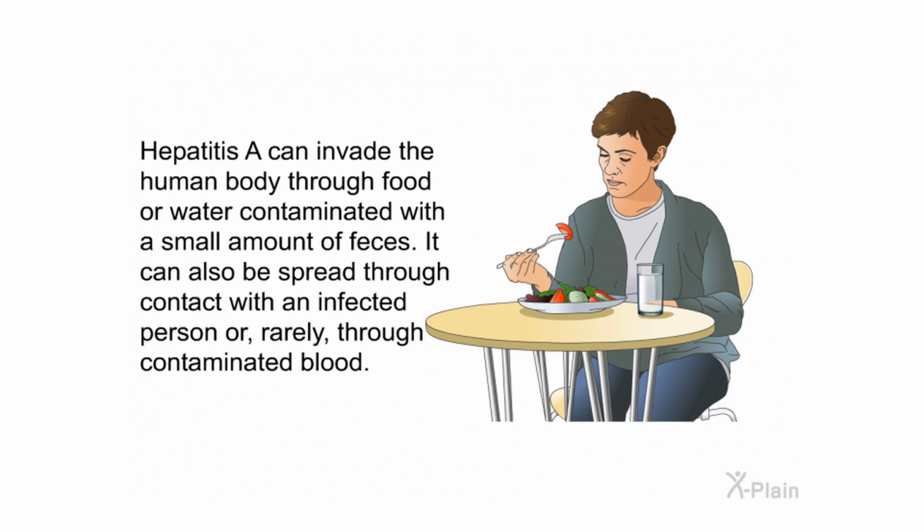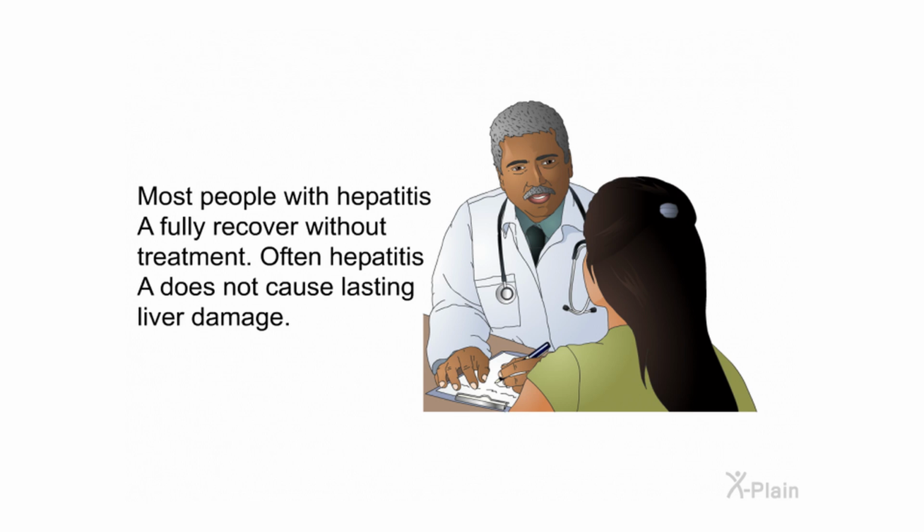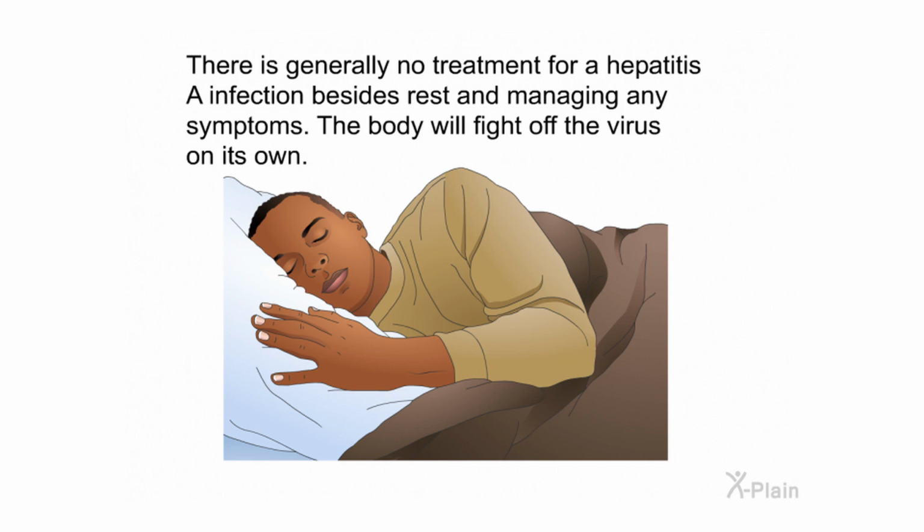Hepatitis A can invade the human body through food or water contaminated with a small amount of feces. It can also be spread through contact with an infected person, or rarely, through contaminated blood. Most people with hepatitis A fully recover without treatment. Often, hepatitis A does not cause lasting liver damage. There is generally no treatment for a hepatitis A infection besides rest and managing any symptoms. The body will fight off the virus on its own.